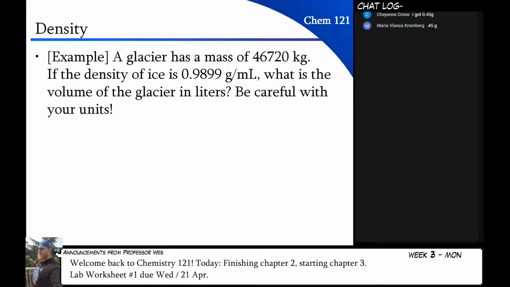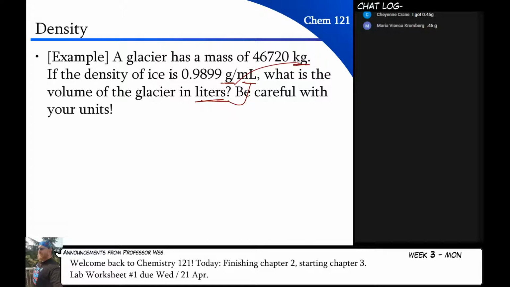So here's the problem. A glacier has a mass of 46,720 kilograms. The density of ice is 0.9899 grams per milliliter. What's the volume of the glacier in liters? Now you're going to notice here that this unit and this unit are not the same, and this unit and this unit are not the same.